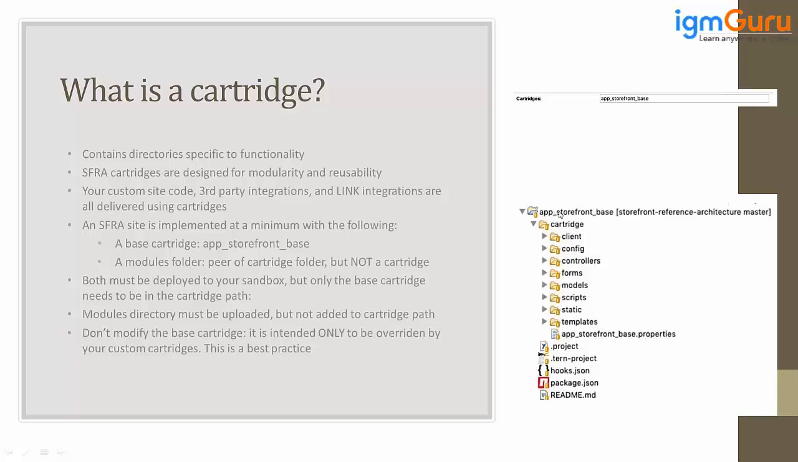Here, this is the base cartridge, and it is given by Salesforce. As I said, they provide one base cartridge, right? This is the structure of the base cartridge. Here they give the folder name as cartridge. Inside that cartridge you will have a client cartridge, configuration cartridge, controller cartridge, forms, models, scripts, like that, multiple.